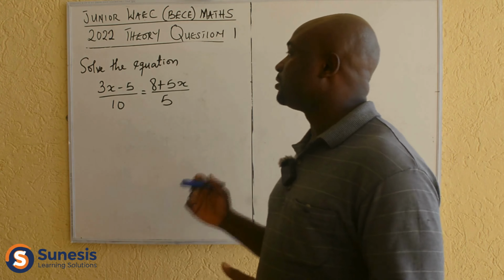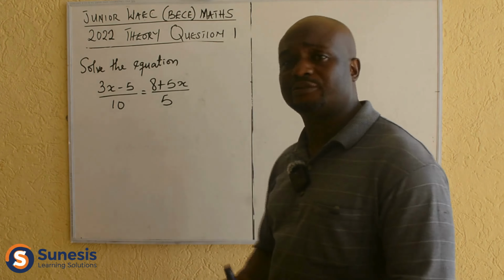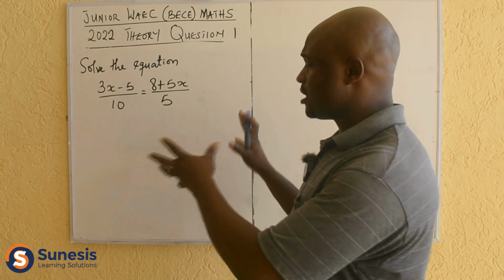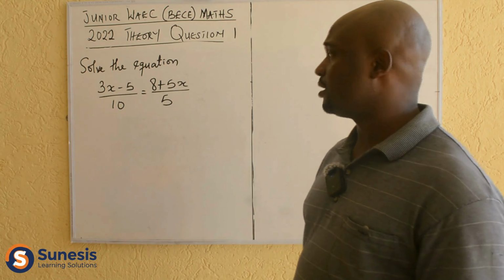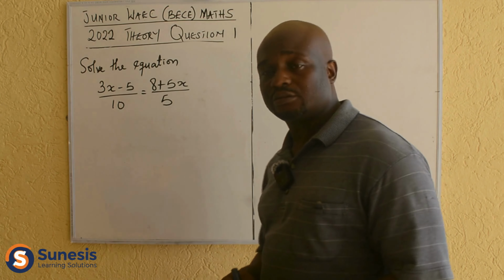This equation is called algebraic fraction. And one thing is so sure, this type of question is very common in junior YEC. It's very rare that there will be a year that they won't bring algebraic fraction, right? So, solve the equation 3x minus 5 over 10 equals to 8 plus 5x over 5.